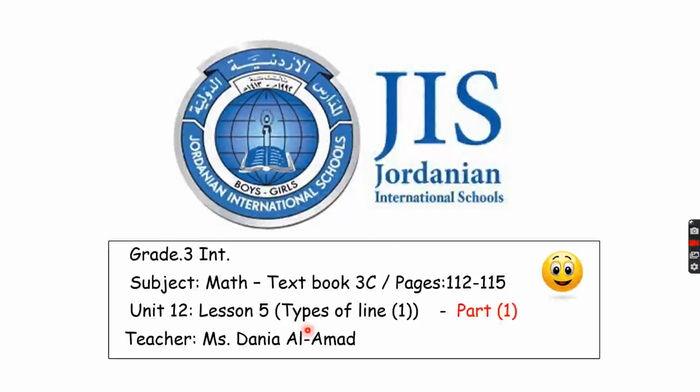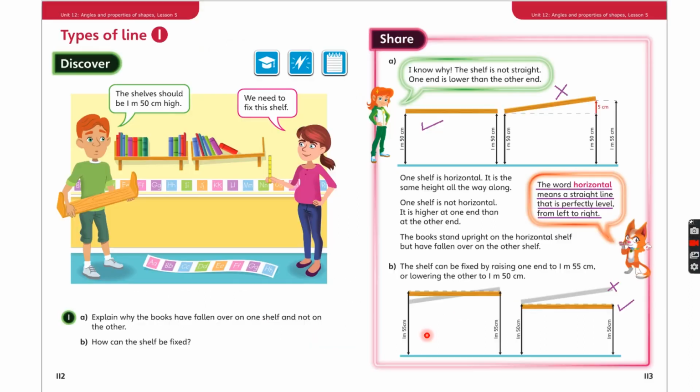Hi, today we're gonna start lesson number 5, which is about lines. Types of line. In this lesson, we're gonna learn about two kinds of lines. The first one we will call a horizontal line, and the second one we will call a vertical line. Let's start with the horizontal line.